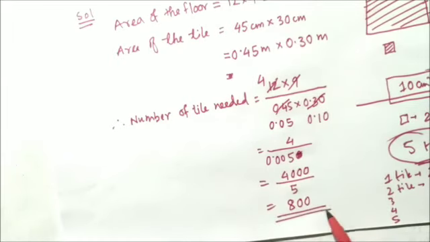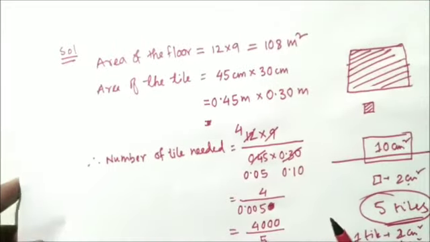Now if you divide, 5 8s are 40, so 8, and how many zeros? 2 zeros. That means the number of tiles needed is 800. 800 tiles will be needed to cover the surface of the room. Is it clear? I hope it is clear.